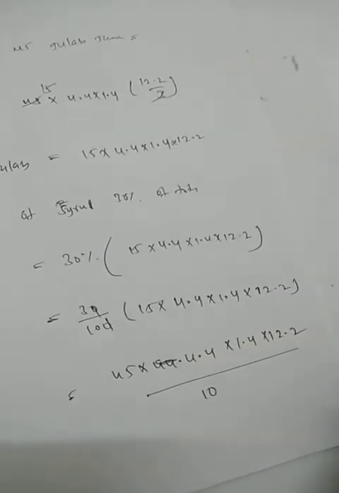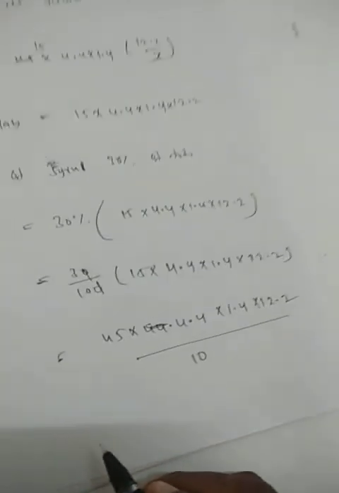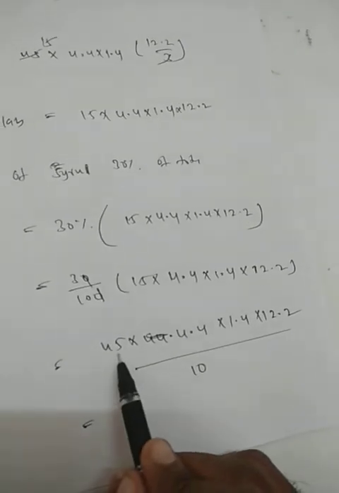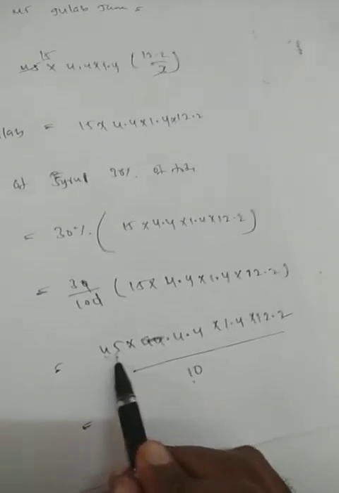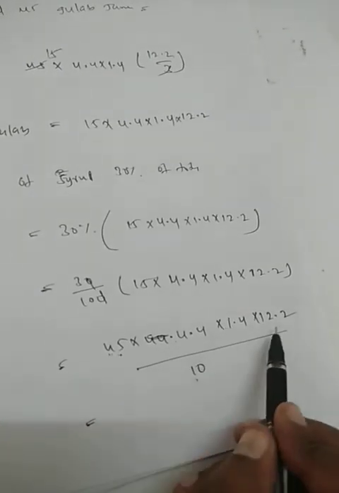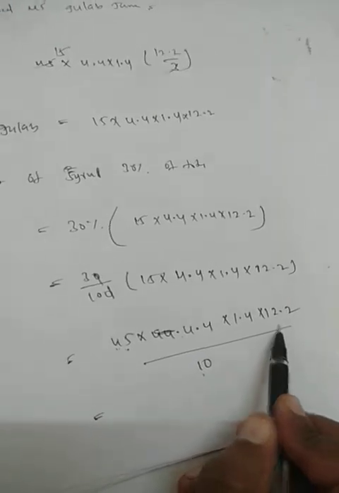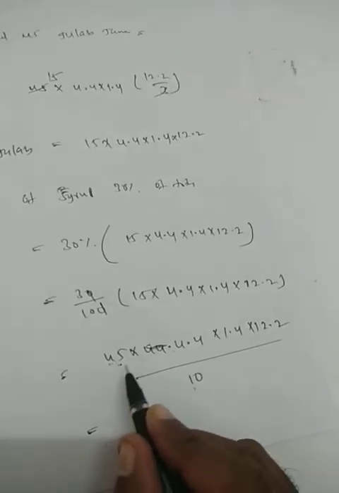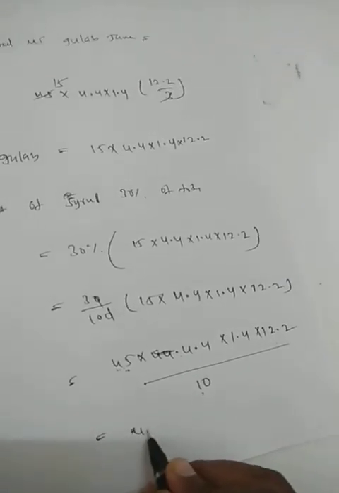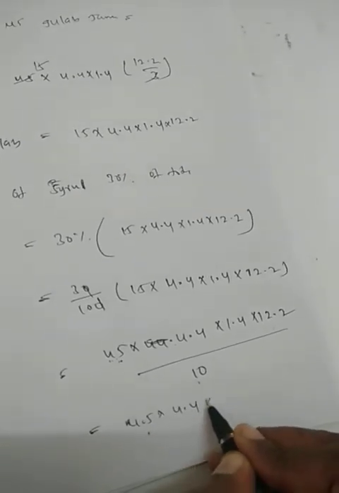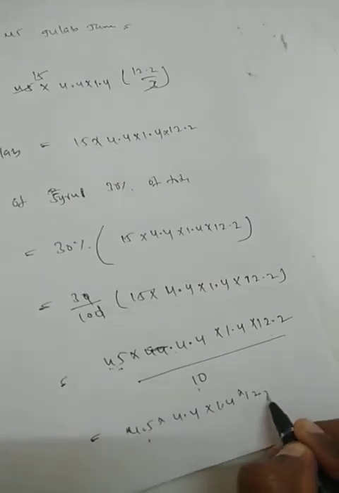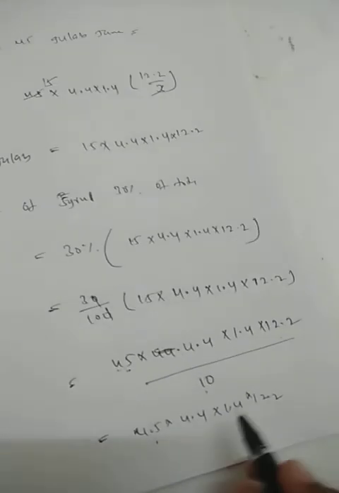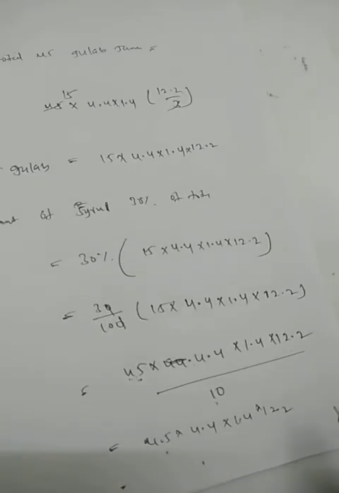So this is about question number 10. This is also going to be 4.5, since 45 by 10 is 4.5. Do 45 into 44 into 14 into 122, leaving the decimals. After getting the answer, how many decimals do we have to leave? With 4.5, 4.4, 1.4, 12.2, do the multiplication. After that we have to leave 1, 2, 3, 4 decimals and put the point.